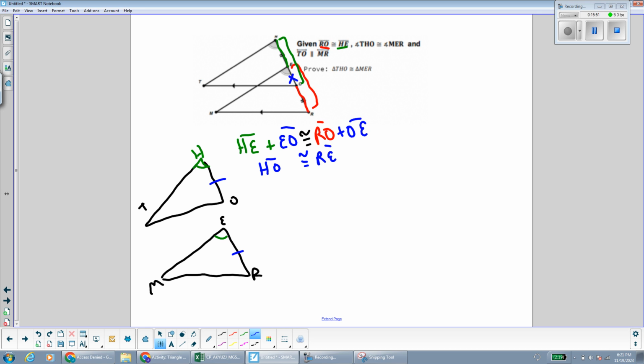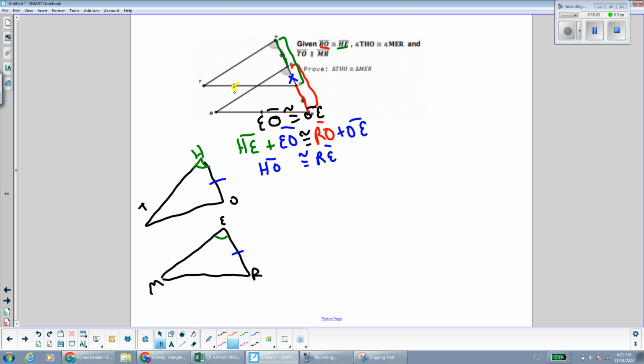Now, remember to do addition, we have to be starting with two congruent segments, which we are because HE and RO are congruent from the givens. But we also have to be adding on two congruent segments. So in our proof, before we can do this addition, for it to be valid, we are going to have to state that EO is congruent to OE, and that's because of the reflexive property. It's the same segment as itself. So that's going to be in our proof to show how we get HO congruent to ER, which are the full sides of the triangle that we need.